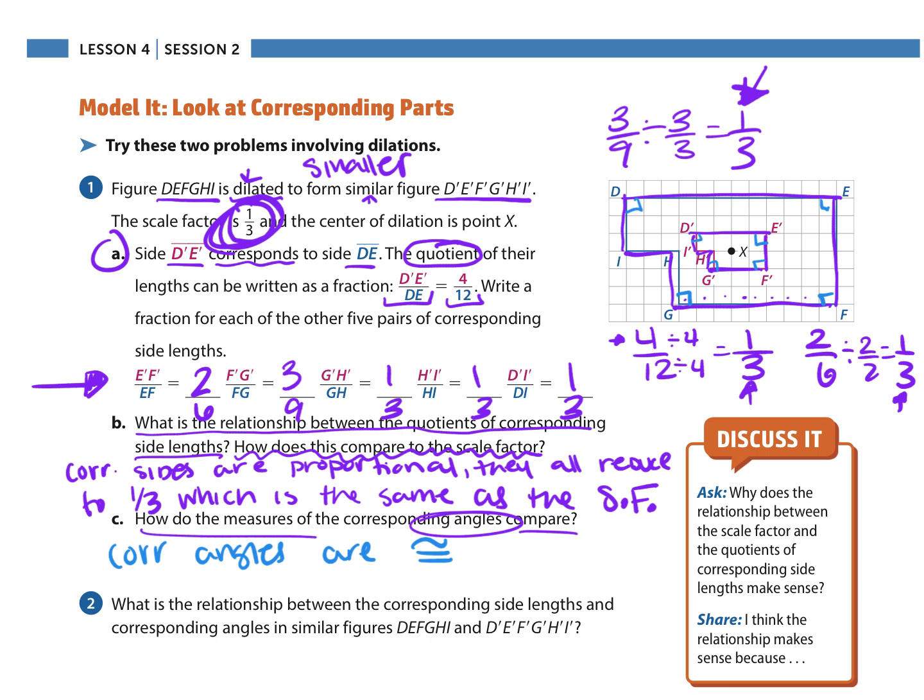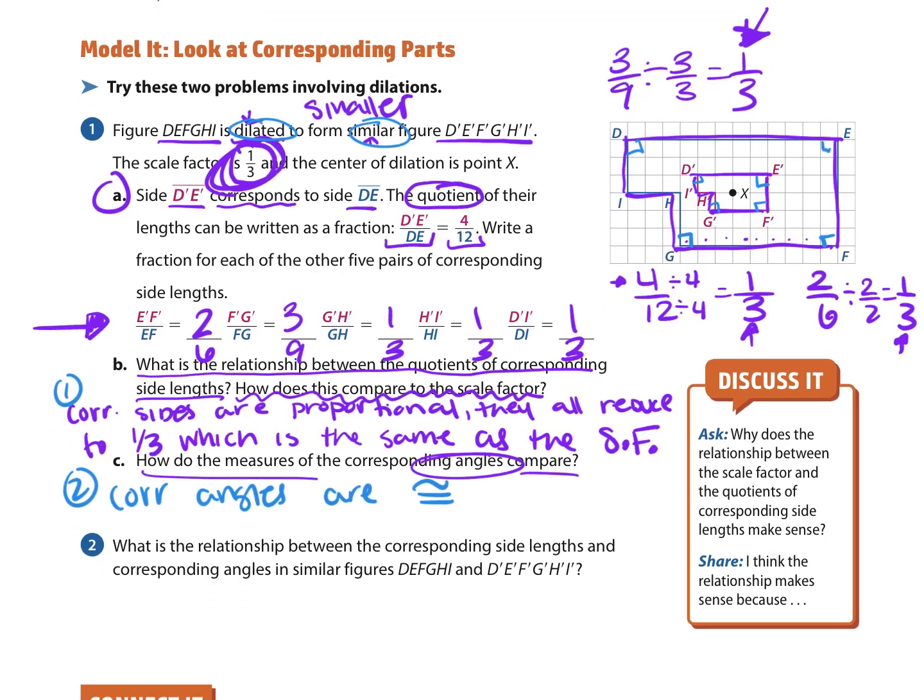So what does that mean? We just proved that yes, this is a dilation, and yes, these images are similar. Why? Because one, corresponding sides are proportional, and 2, corresponding angles are congruent. Those 2 things have to be true every single time.